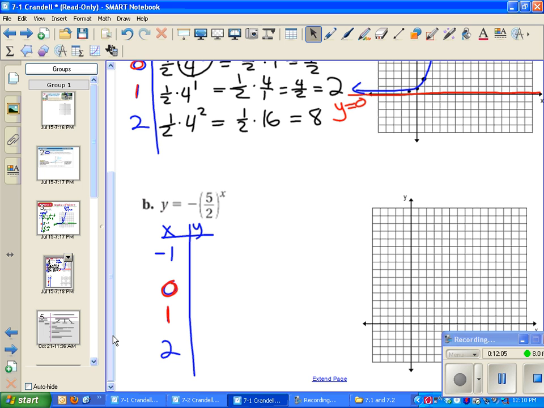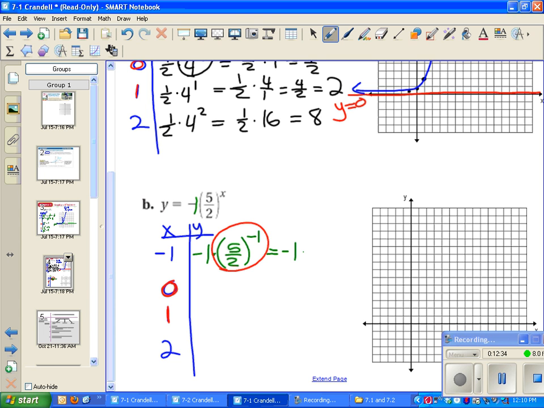Okay, so go ahead and plug this in. Get your y values. Pause the video. Pause it right now. And get your y values. Go ahead. And then we have -1 times 5 over 2 to the -1 power. All right, so that negative out in front, that's like a -1. Okay, so order of operations, we're going to do this part first and then multiply by -1.